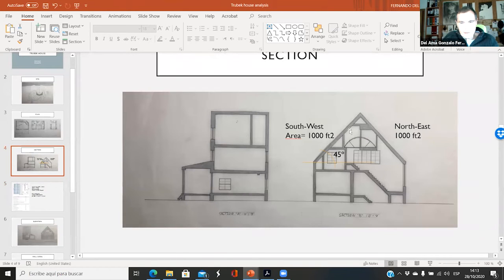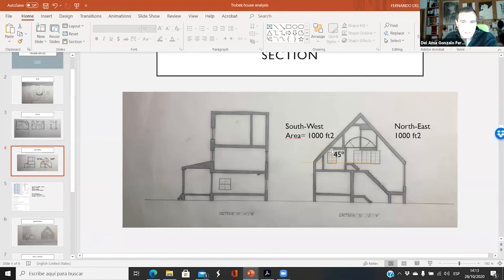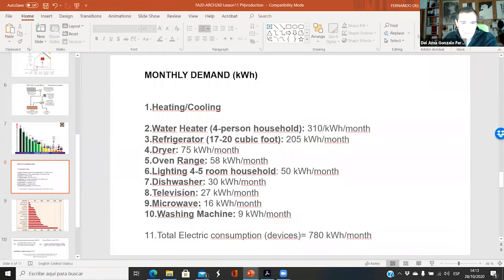with this angle, with this area, I made it up, so I don't know if it's 1,000 or 2,000 or 115, I don't know. But with this area, this angle, the south-west orientation, we can meet the electricity demand, the monthly electricity demand for all the devices of the house.